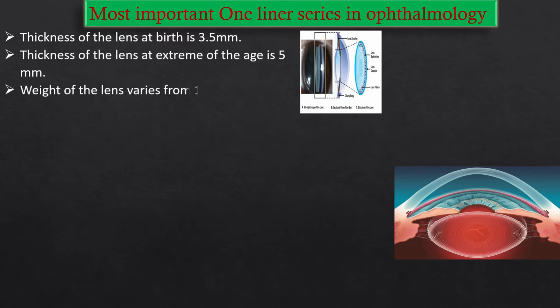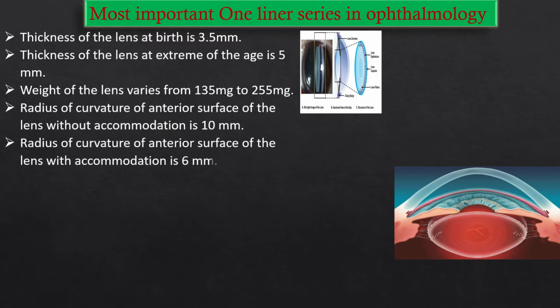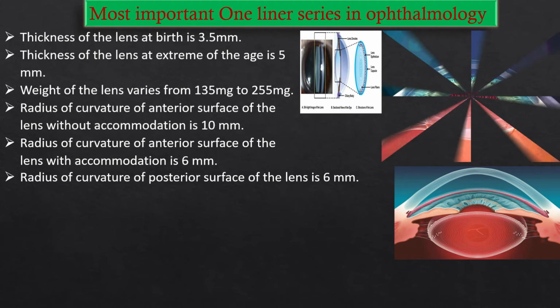Weight of the crystalline lens varies from 135 mg to 255 mg. Radius of curvature of anterior surface of the crystalline lens without accommodation is 10 mm. Radius of curvature of anterior surface of the crystalline lens with accommodation is 6 mm. Radius of curvature of posterior surface of the crystalline lens is 6 mm.